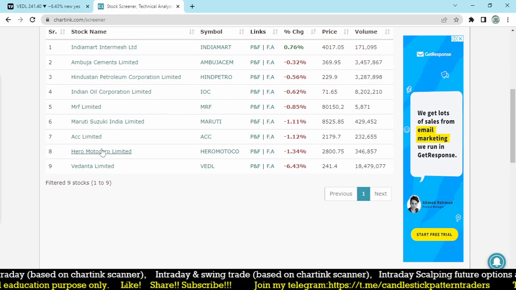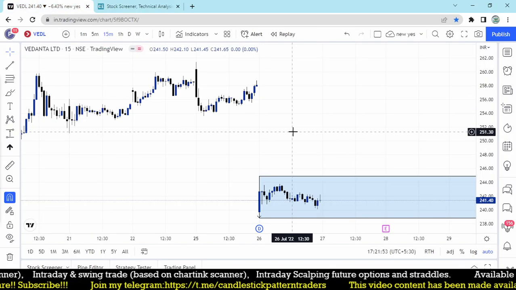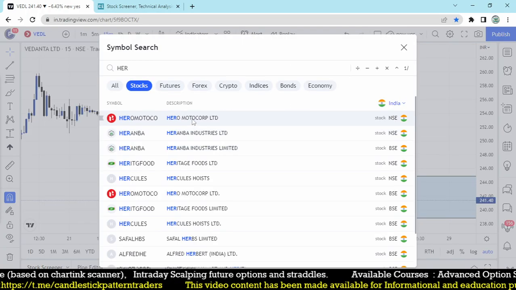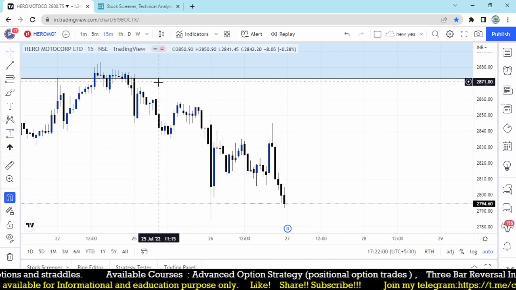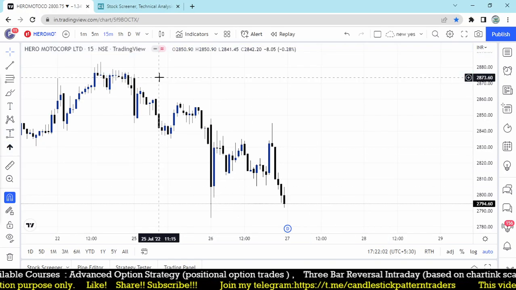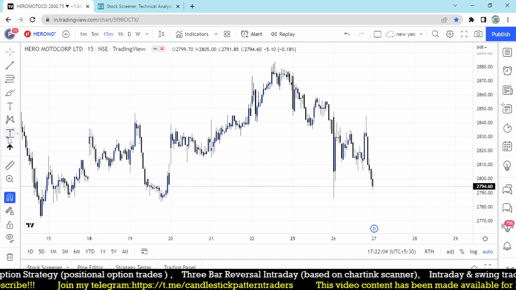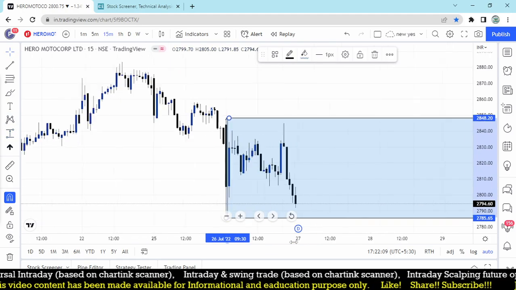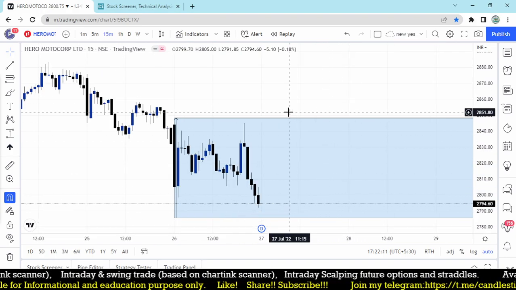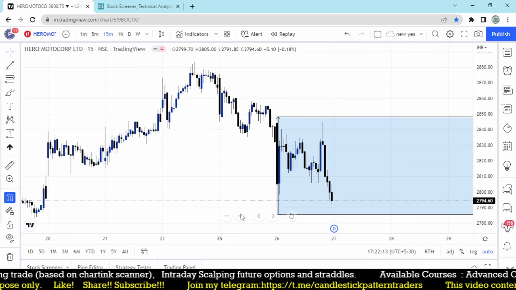BDL, Hero Motor, Maruti. Let's check it out. Hero Motor. Oh, we got it. This is a big candle in Hero MotoCorp. I think somewhere I marked here Hero MotoCorp. From this point to this point, it never broke the first 15 minutes range. Very narrow. And if it is broken tomorrow, maybe good chances.